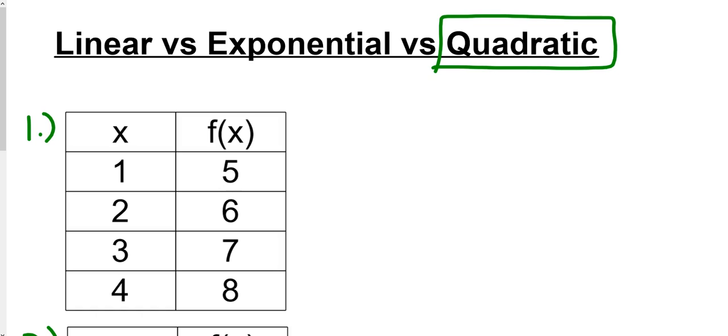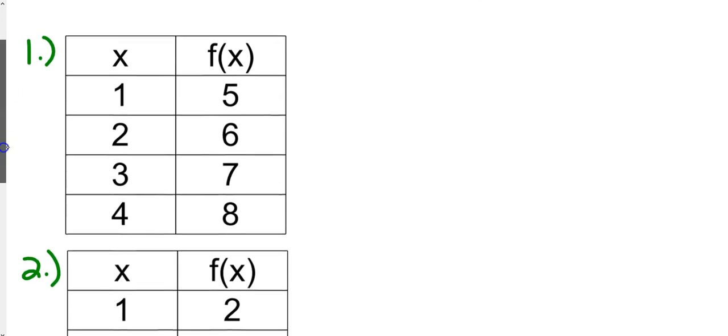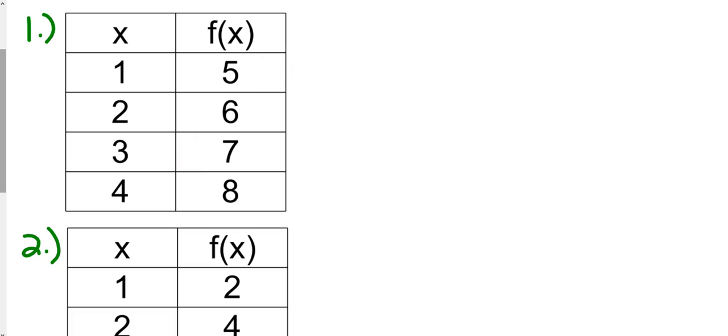So when you look at a table, in order to know if it's linear, exponential, or quadratic, you're going to perform what I call differences or ratios. So let me show you what I mean by that. And difference just means subtraction. Ratio just means I want you doing some division. Okay? So what I mean by a difference.